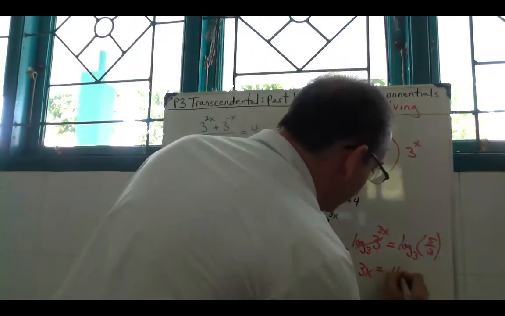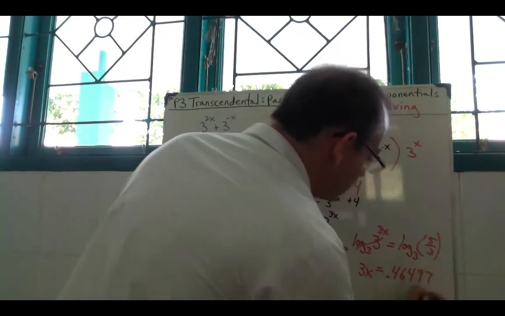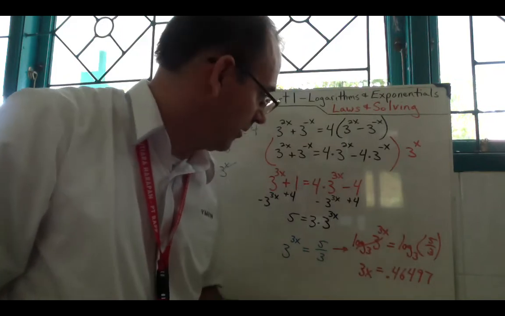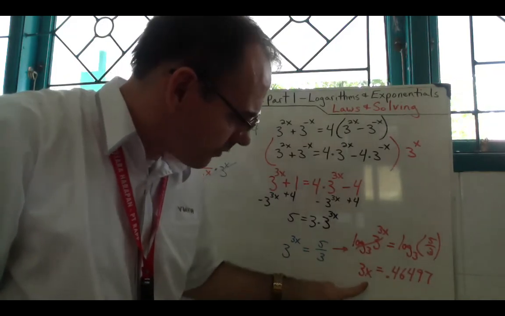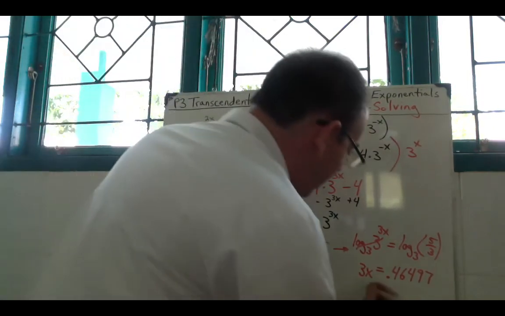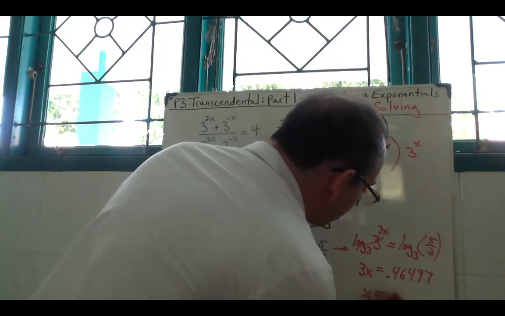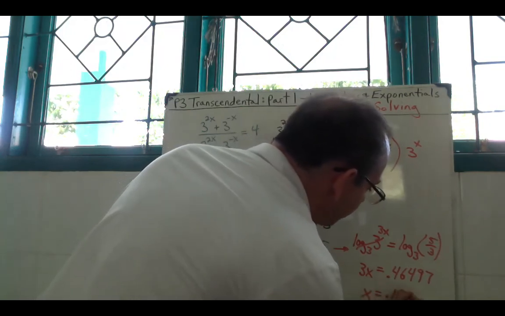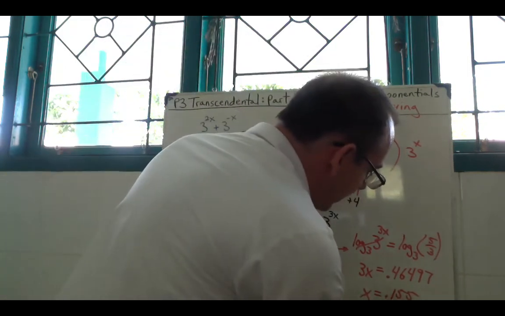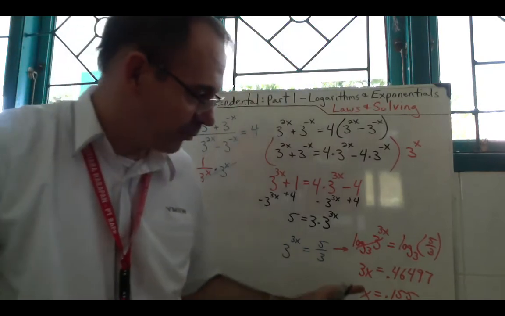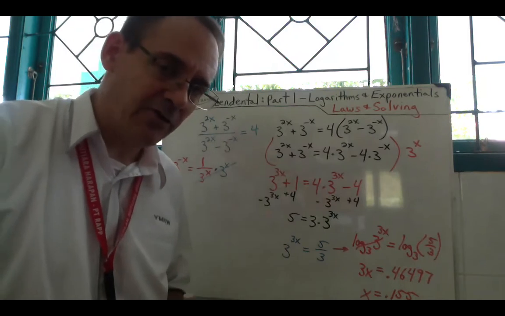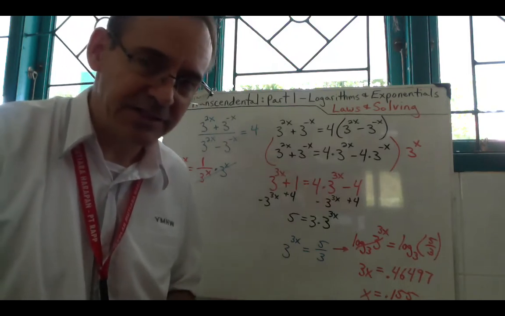0.46497, when you enter this into your logarithm button that we just talked about earlier. And now we need to get x by itself. So we're going to divide by 3, and we get x equals 0.155, to the 3 decimal places that it asked. So there are 2 examples on how to solve exponential equations.